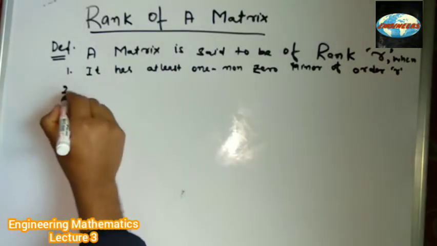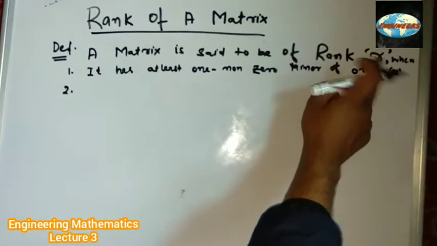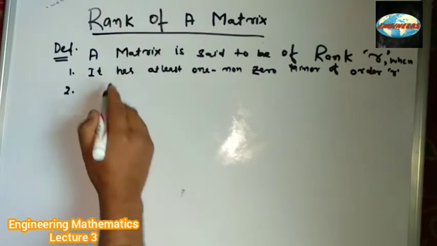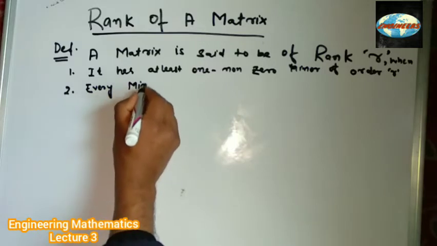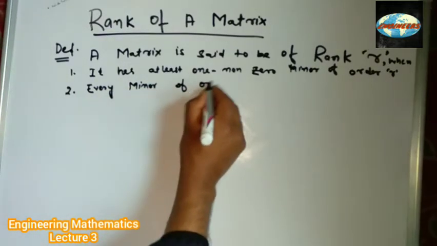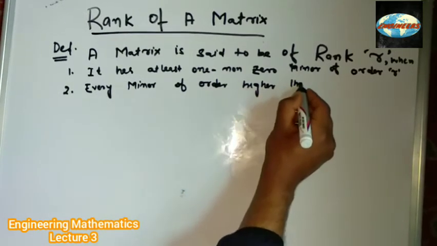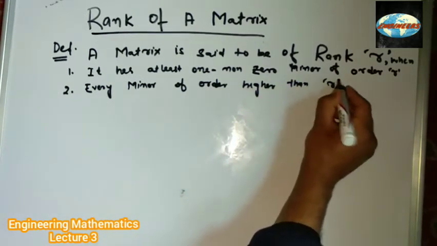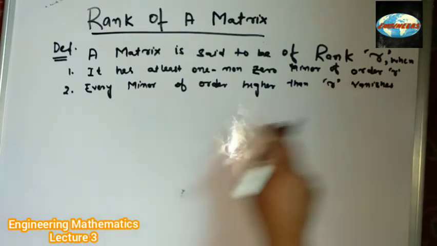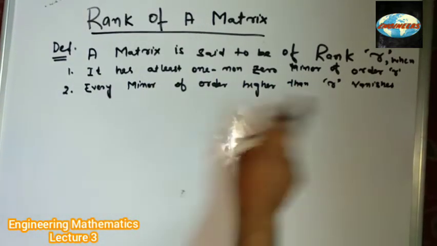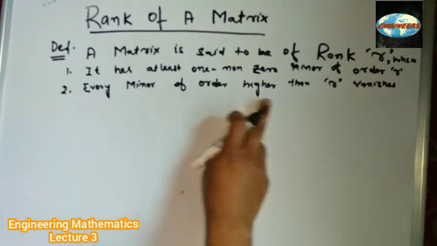The second one: these two conditions must be satisfied for having a rank R in any matrix. The second condition is every minor of order higher than R vanishes. A matrix is said to be of rank R when it has at least one non-zero minor of order R, and every minor of order higher than R vanishes.